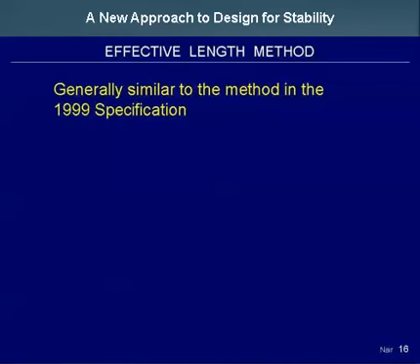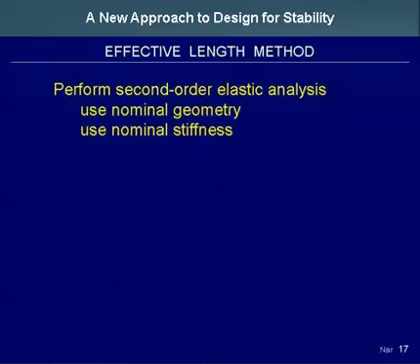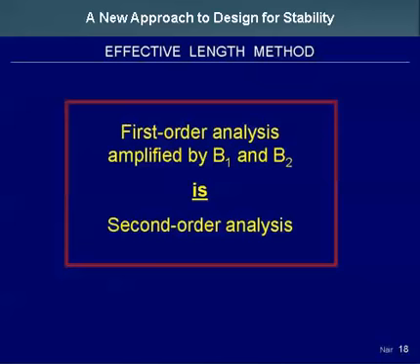Let's look at the effective length method. This is generally similar to the method in the previous specification. And here's what you do. You perform a second order elastic analysis using nominal geometry and nominal stiffness.